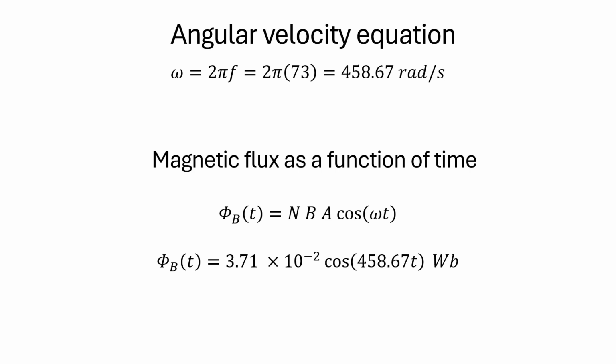Now replacing the values, the result is phi sub B of t equals 3.71 times 10 to the minus 2 times cosine of 458.67 t. At time equals 0 seconds, the flux is maximum.